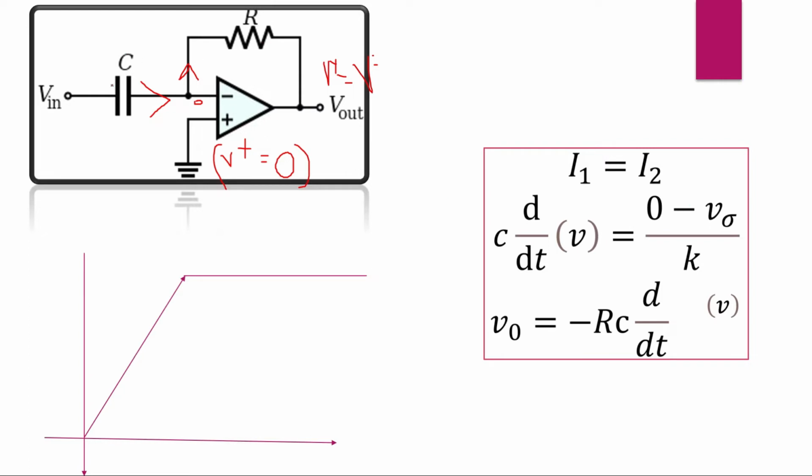So 0 minus 0 across the capacitor, Q is equal to CV, right? So C into dV by dt is the current through the capacitor, which is equal to 0 minus V naught, the output, divided by R. V is equal to IR, right? So when we simplify, V naught is equal to minus RC into dV by dt.